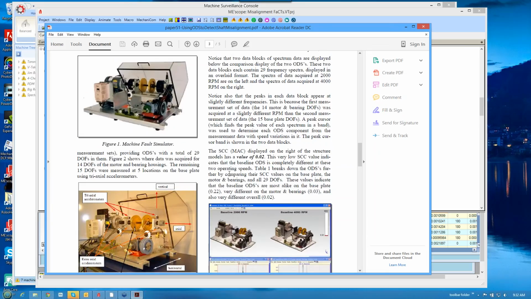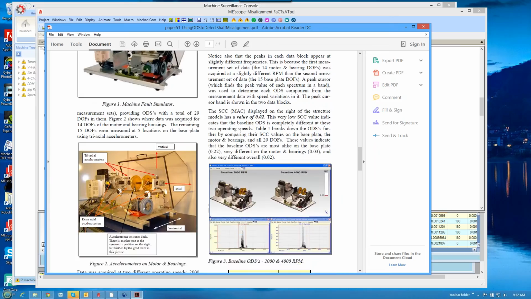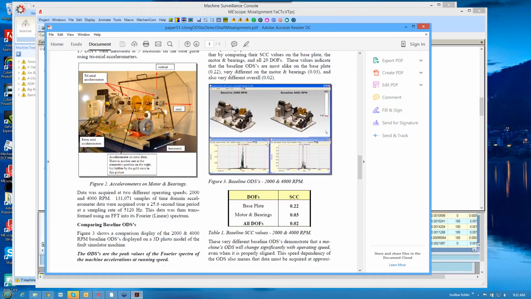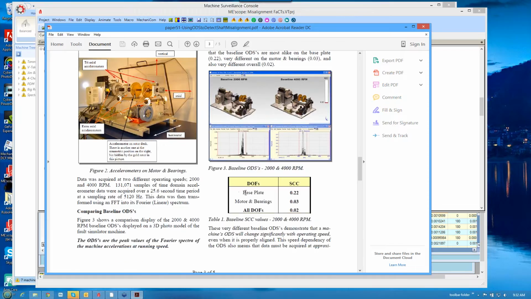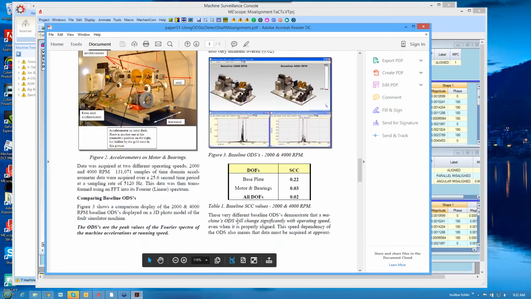There's the test machine. Here's a picture of the accelerometer locations. You can see we got triaxial on the two bearing blocks and on the motor. Here's some animation that we're going to look at here in a minute. This shows that the DOFs, when we compare the base plate ODS with the motor and bearing ODS versus all of them, at the different first and second order, they're quite different.